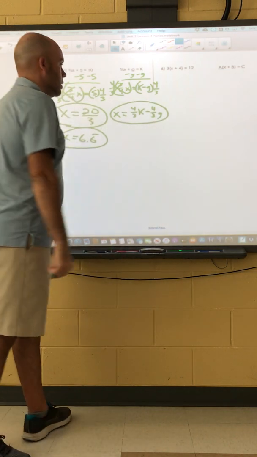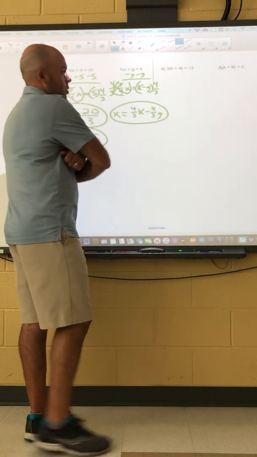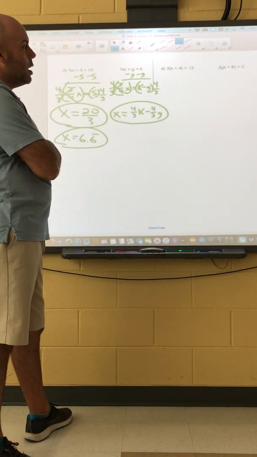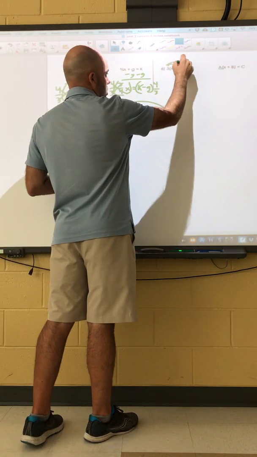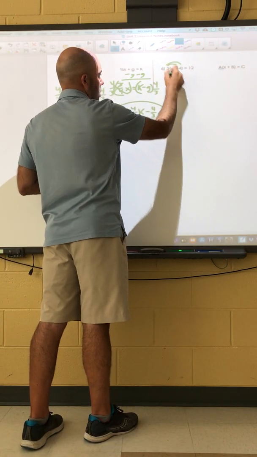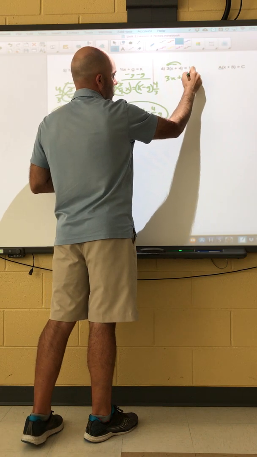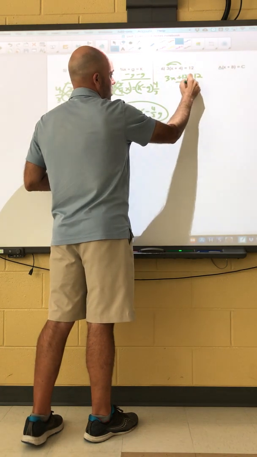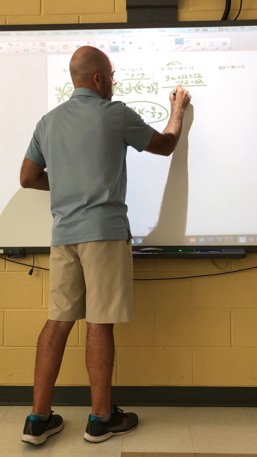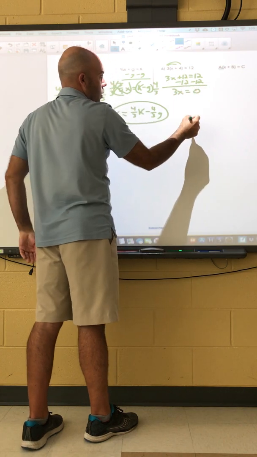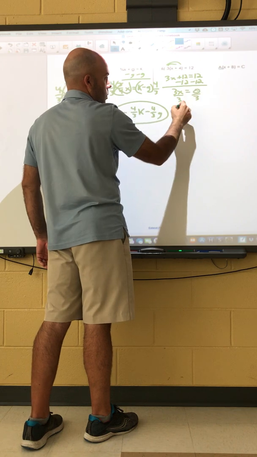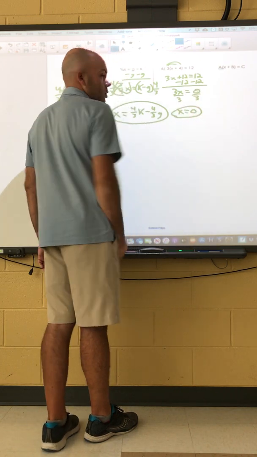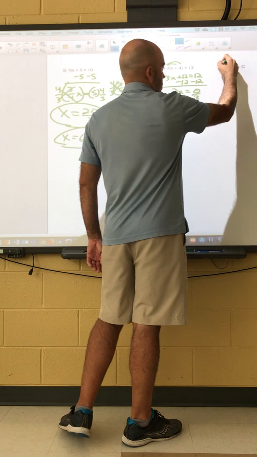Okay, now last but not least, let's look at this example. I see 3x plus 4 equals 12, and I see a x plus b equals c. So I'm going to distribute. So 3 times x, 3x. 3 times 4, 12 equals 12. Minus 12 minus 12, 3x equals 0. Divide by 3, divide by 3. Well, 0 divided by anything is just 0. So x equals 0.